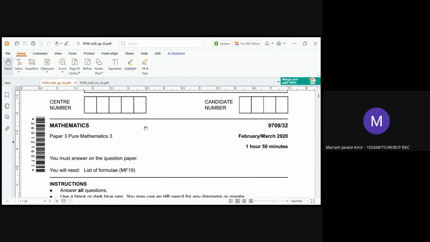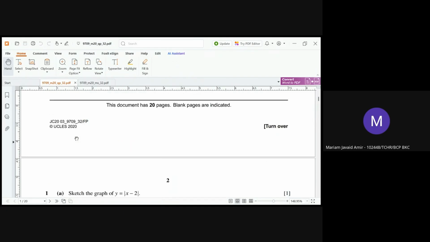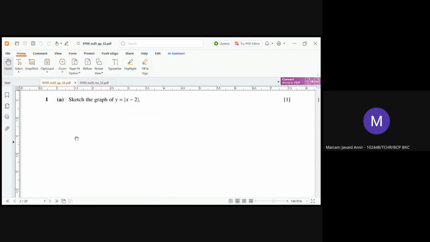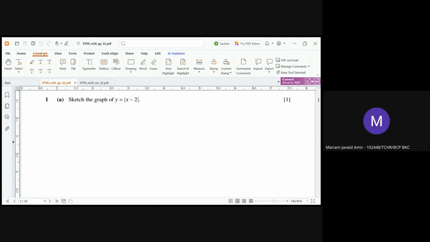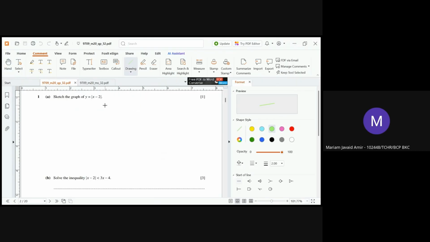Okay, so we're starting this paper, February-March 2020, paper 3-2. Let's take a look at question number 1, which says, sketch the graph of y equals modulus of x minus 2, which means we will be sliding our V-shaped graph 2 units to the right.